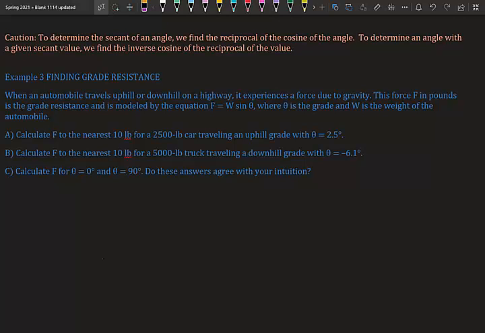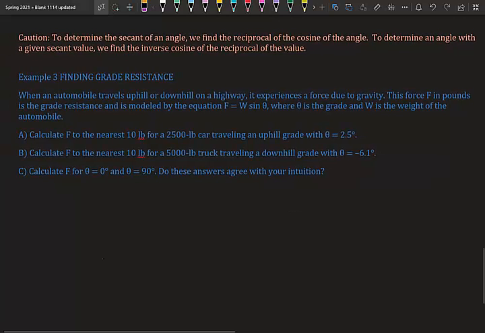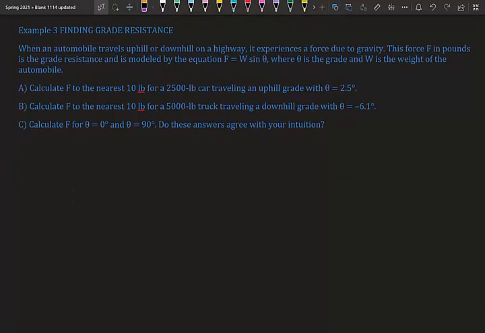Alright, the application. I told you an application. That's one answer, or it's one example. 3 parts, but one example. Finding grade resistance. When an automobile travels uphill or downhill on a highway, it experiences a force due to gravity. This force F in pounds is the grade resistance and is modeled by the equation F equals W sine theta, where theta is the grade and W is the weight of the automobile. Calculate F to the nearest 10 pounds for a 2,500 pound car traveling an uphill grade of 2.5 degrees.